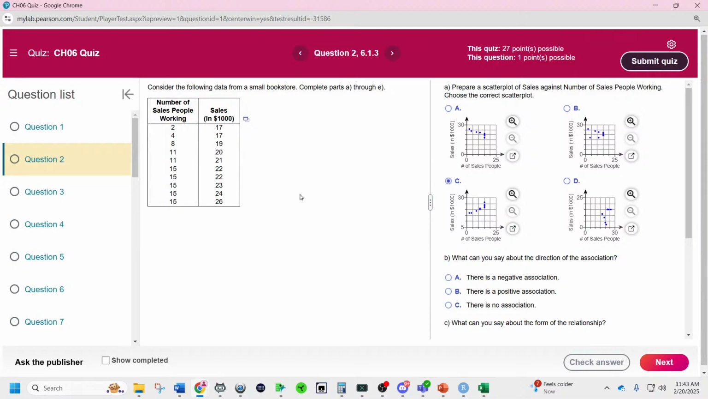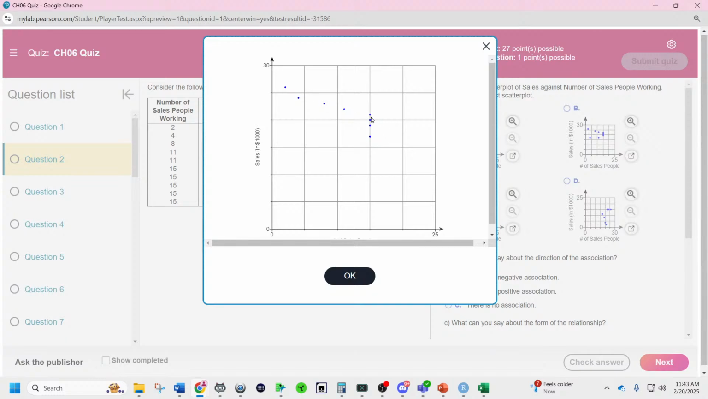Another thing to note is that as we see more people working, we see more sales. This one indicates a negative relationship. It does have the dots here at 15. This one indicates a weak or non-existent relationship, kind of a weird one because it starts out like that and like that. But the one we want is the one where we could trace the points to it.